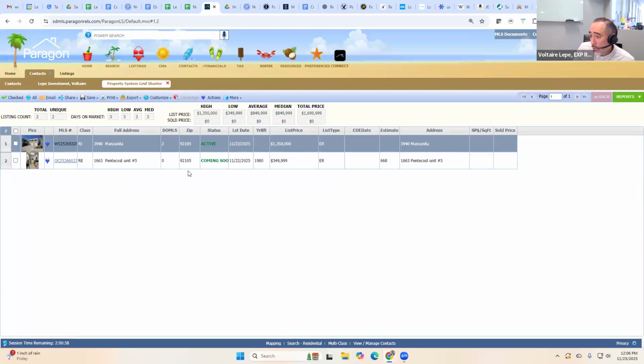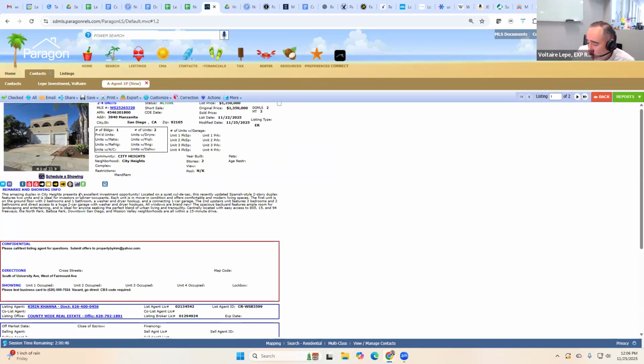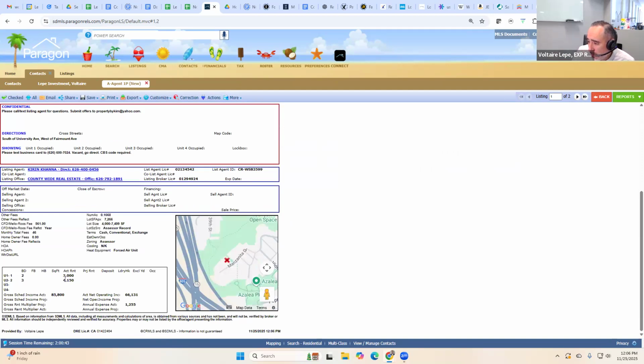All right, so what's new? There's a duplex in Manzanita. It's overpriced. How do I know? Because I do 1.35 million divided by two, and that tells me each unit is $675,000 a unit. And there's no way anyone's making money on $675,000 a unit.